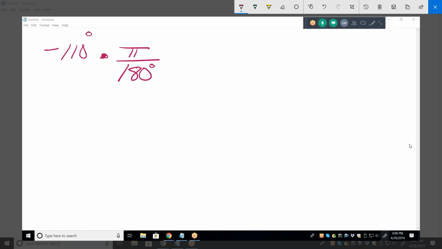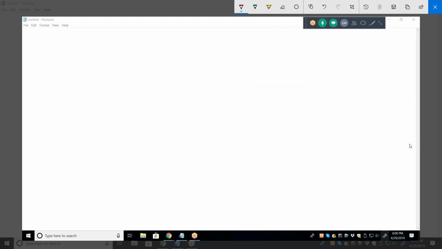So what's this going to be? Negative 110 pi over 180. And simplify that: 11 over 18. Negative 11 pi over 18. And like I said, the negative sign just carries forth.